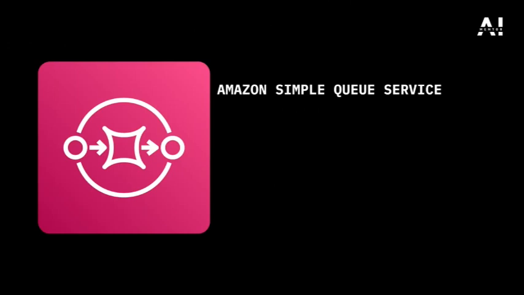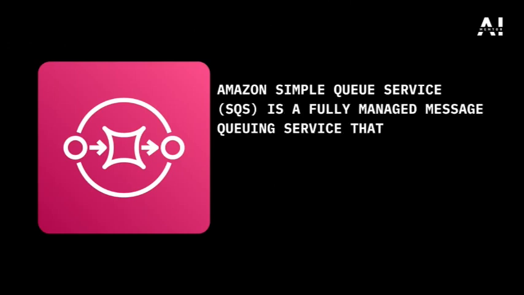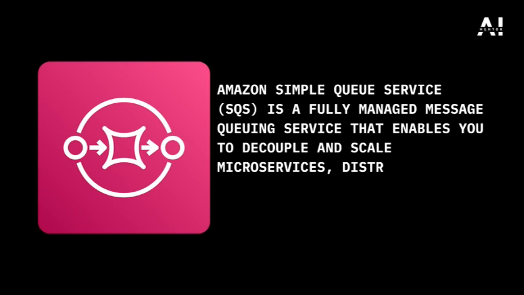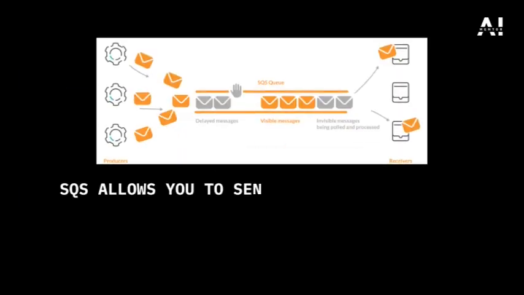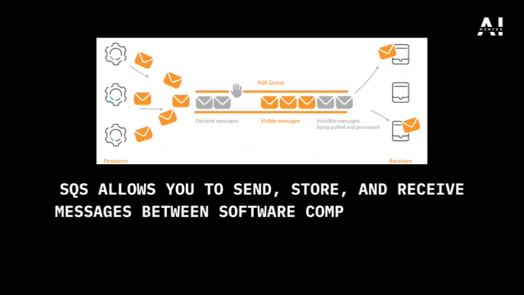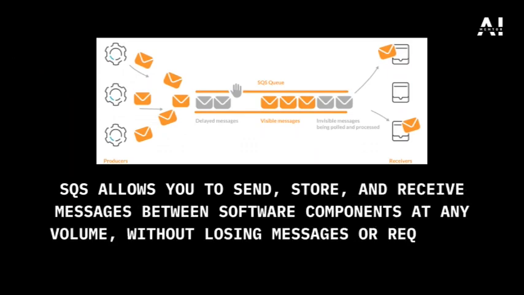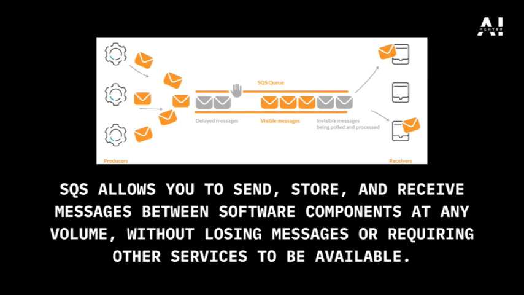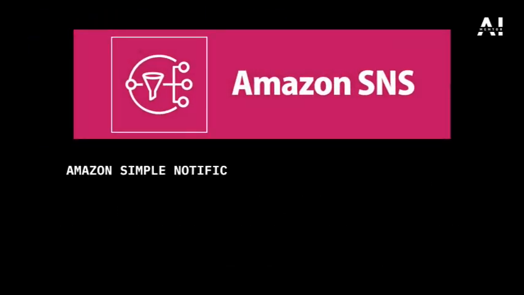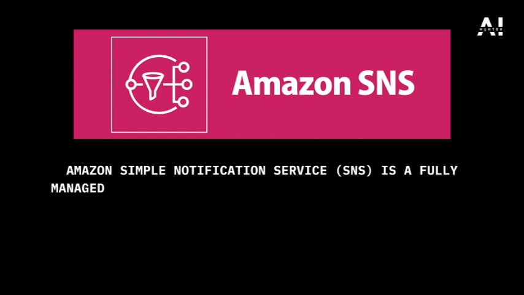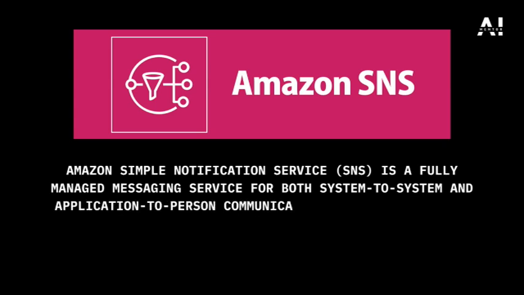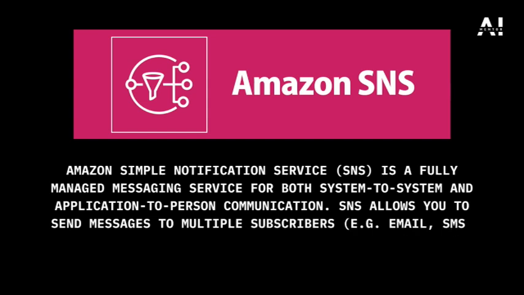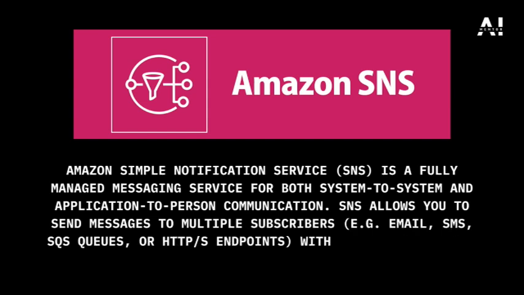Amazon Simple Queue Service, SQS, is a fully managed message queuing service that enables you to decouple and scale microservices, distributed systems, and serverless applications. SQS allows you to send, store, and receive messages between software components at any volume, without losing messages or requiring other services to be available. Amazon Simple Notification Service, SNS, is a fully managed messaging service for both system-to-system and application-to-person communication.